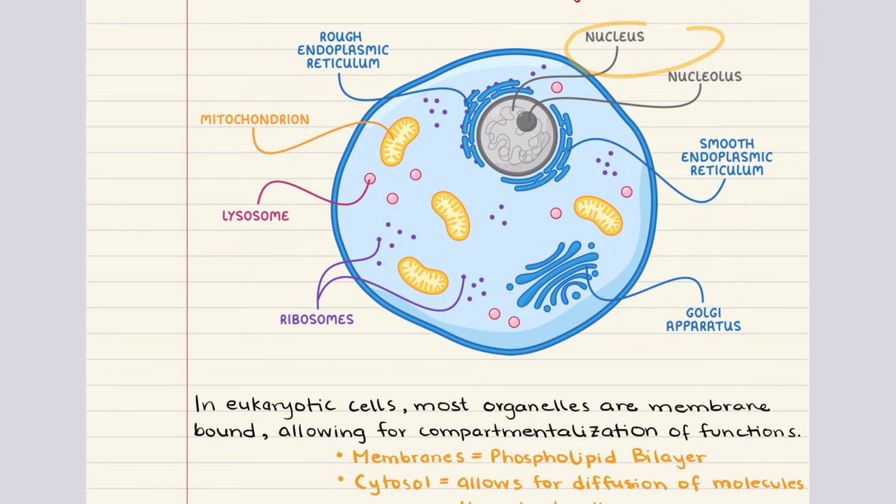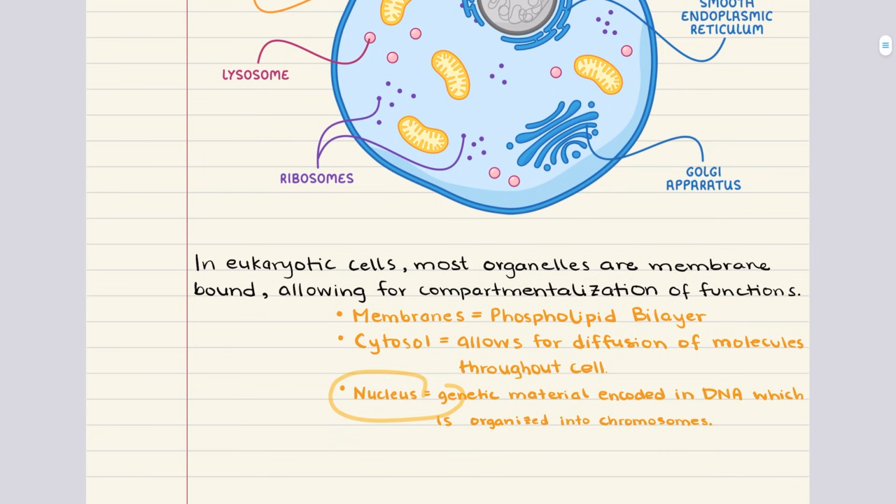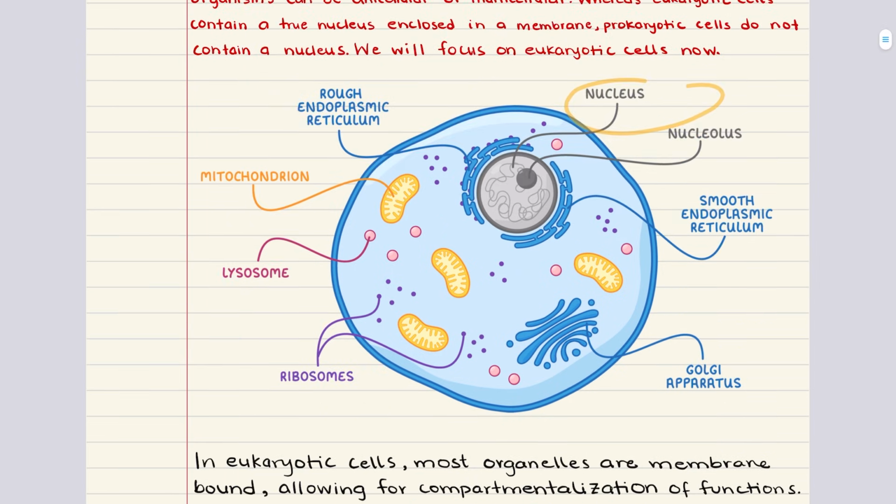And one of the key differences between them is that eukaryotic cells contain a true nucleus. This nucleus is enclosed in a membrane and it houses the cell's DNA. Prokaryotic cells do not have a nucleus. Instead, their genetic material is just found freely floating in the cytoplasm. In addition to the nucleus, eukaryotic cells contain membrane-bound organelles, which compartmentalize specific functions and allow the cell to carry out multiple processes simultaneously without interference.